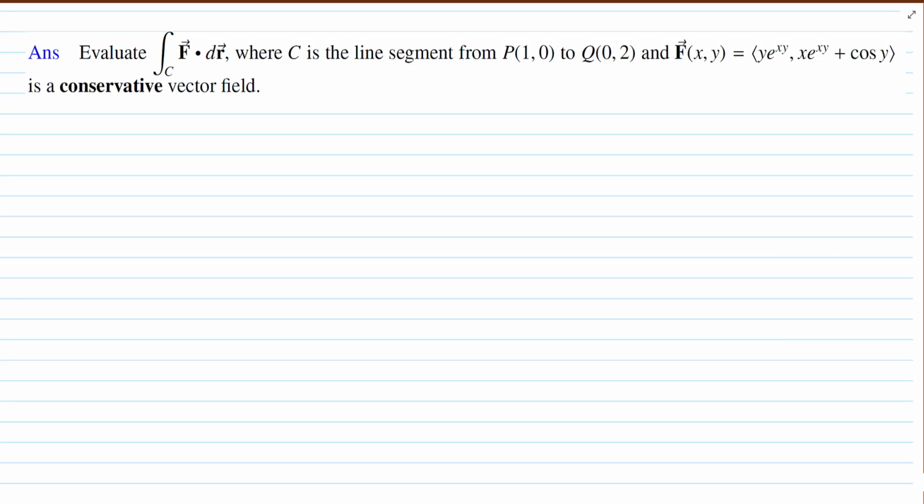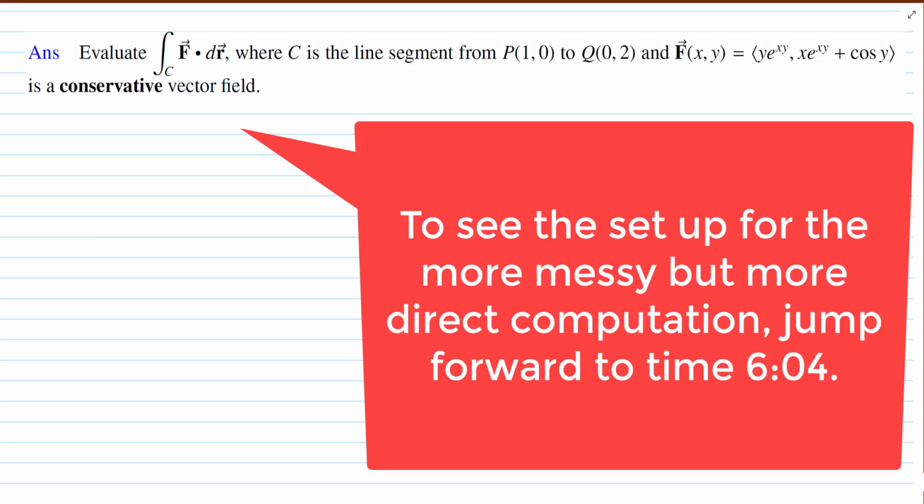Folks, here we're asked to evaluate a line integral where C is a given line segment and we're sitting inside of a vector field. We're told that this vector field is conservative. There's a long way to do this problem, but I'm not going to jump into that. I'm going to work the problem the quickest way I know how, and then at the end of the video I'll show you how you could go about solving this the long way.